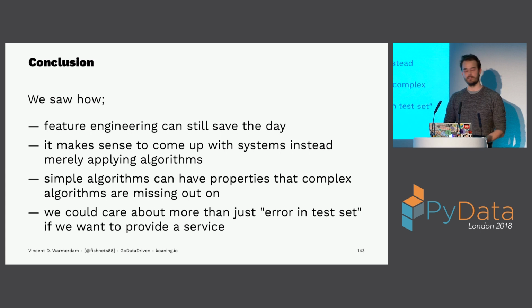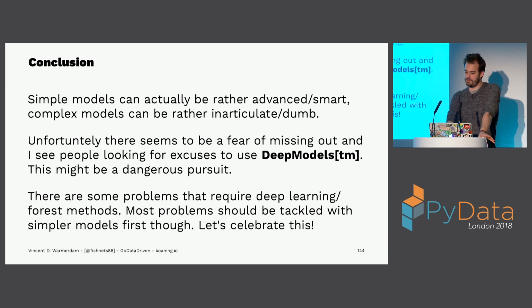And especially in the case of the recommender, would you rather have a recommender that's 1% better, or a recommender that's maybe 1% worse, but can update for every single mouse click that a user sees? You may be optimizing the wrong thing here. Simple models can actually be very advanced and smart. Complex models can actually be inarticulate and dumb.